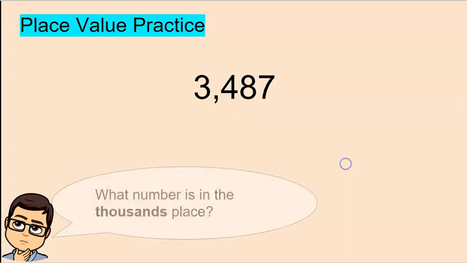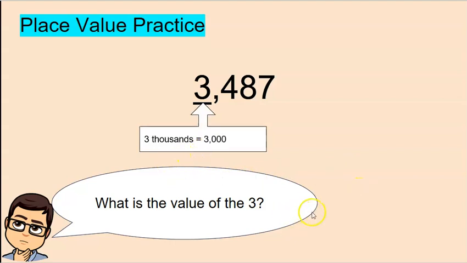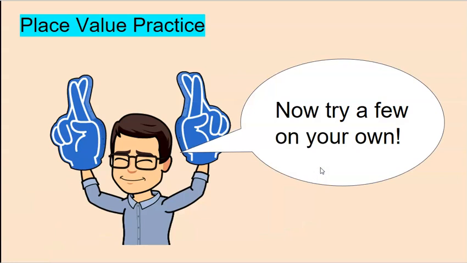So here's another one. What number is in the thousands place? I have 3 in the thousands place, right? And what is the value of the 3? So 3 thousands equals what? It equals 3,000. All right, now I want you to try a few on your own. I'm going to give you a few problems to work on right here.